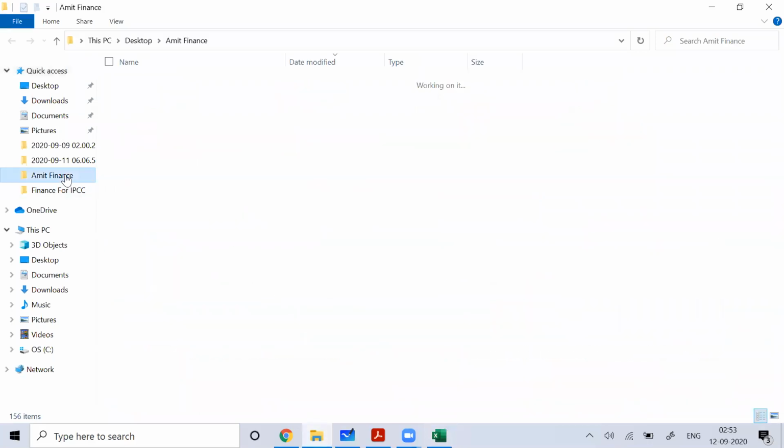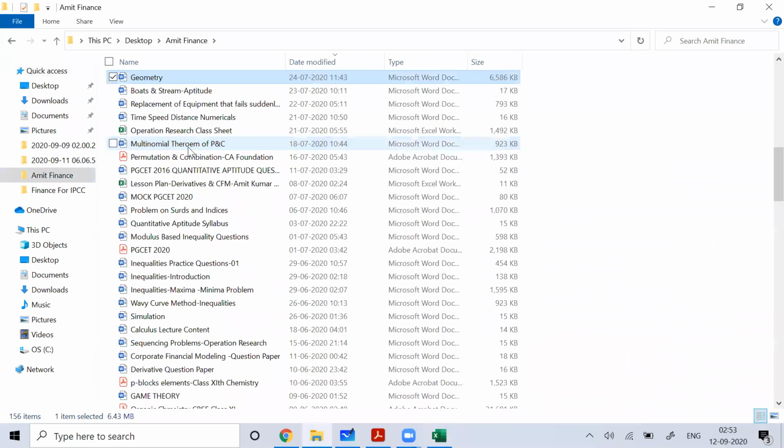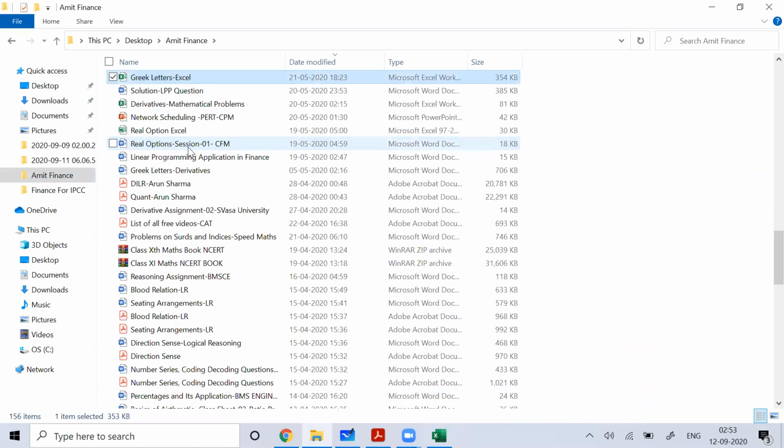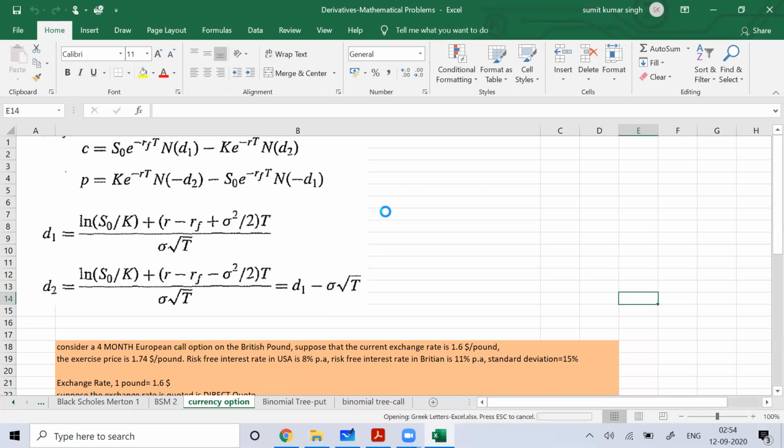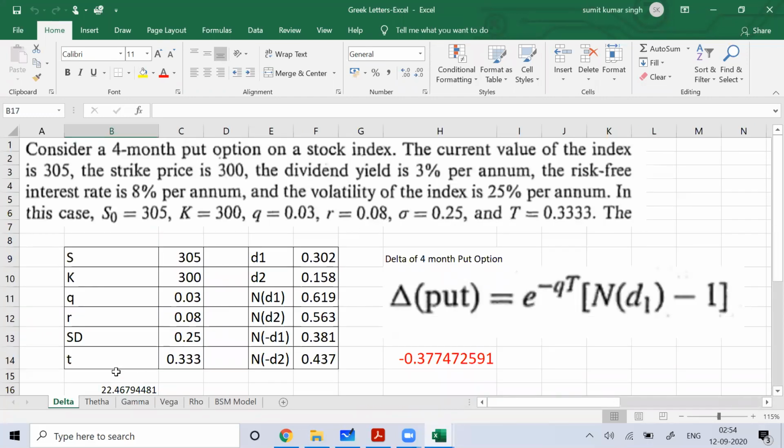Let me search Greek letter. So you understand them in the case of Greek letter.